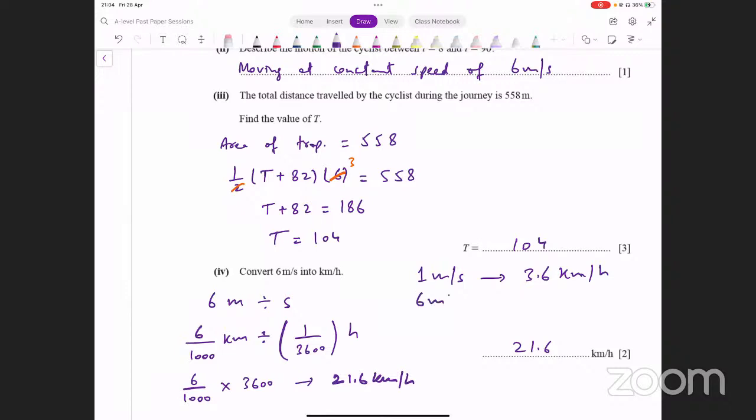तो 6 meters per second कितना हो जाएगा? या आप रेशियो से फाइंड कर लें, 6 into 3.6. 6 into 3.6, that gives you 21.6 kilometers per hour. You can do this conversion like this if you remember this relation. 1 meter per second is 3.6 kilometers per hour. ये आप याद रख लें, बेशक डायरेक्टली यूज कर सकते हैं इसको। ठीक है, let's move on.